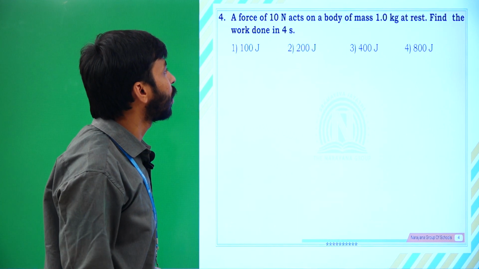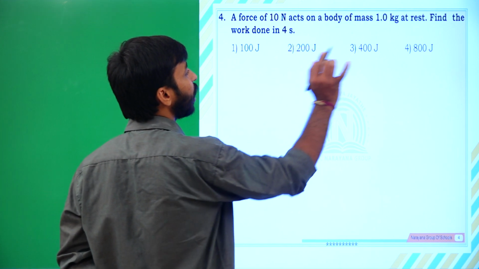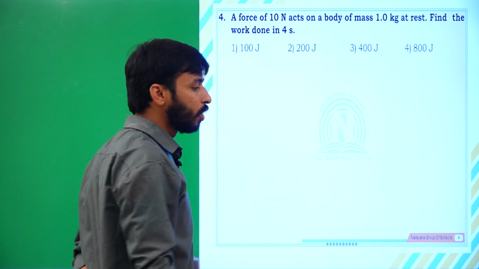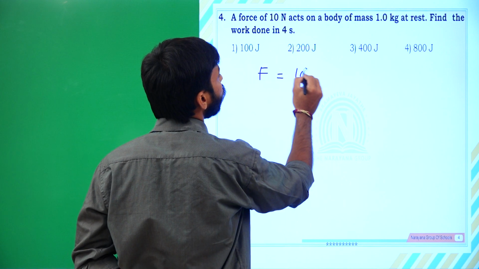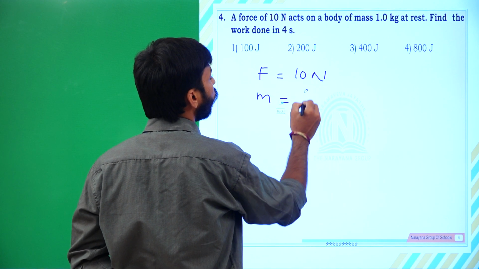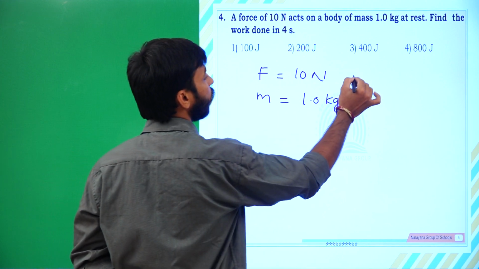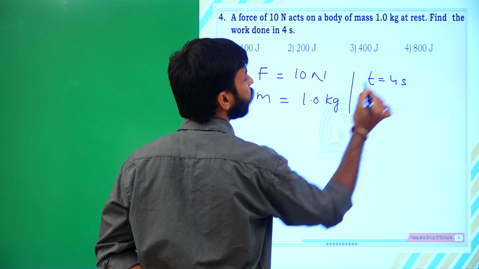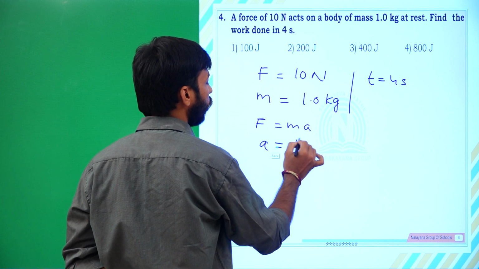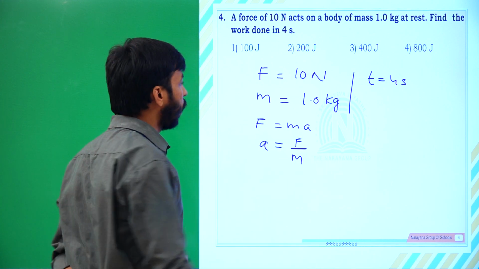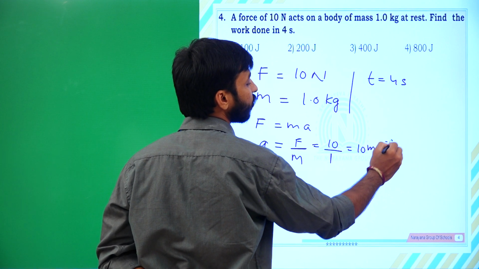A force of 10 newtons acts on a body of mass 1 kg at rest. At rest means initial velocity is 0. Find the work done in 4 seconds. So first of all, we know that F is equal to 10 newtons, M is equal to 1 kg, and in order to find the work we first find the acceleration, and T is equal to 4 seconds. So acceleration: F is equal to ma, and a is equal to F by m. So a is equal to 10 by 1, that is equal to 10 meter per second square.